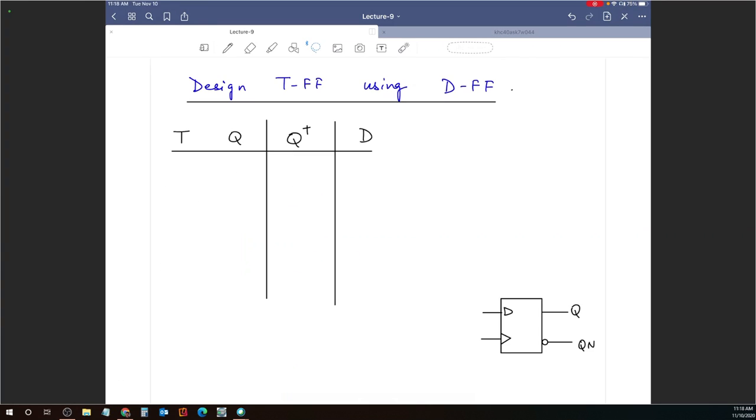All right, let's do this now. Design a toggle flip-flop using a data flip-flop. What are we going to start with? We are going to start with the desired flip-flop, right? So what is desired? Toggle flip-flop. That is why we are starting with the next state table of the toggle flip-flop.